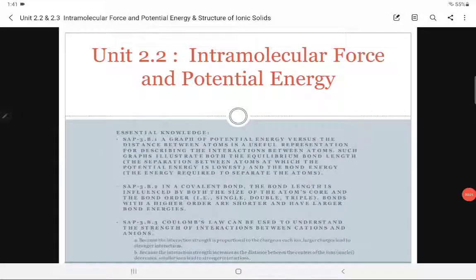So Unit 2.2 and Unit 2.3, we're going to go into a little more detail about mostly the ionic compounds, but we're going to look at some of the things about the solids. And we're also going to visit how these atoms come together to form one of these bonds, ionic or covalent.